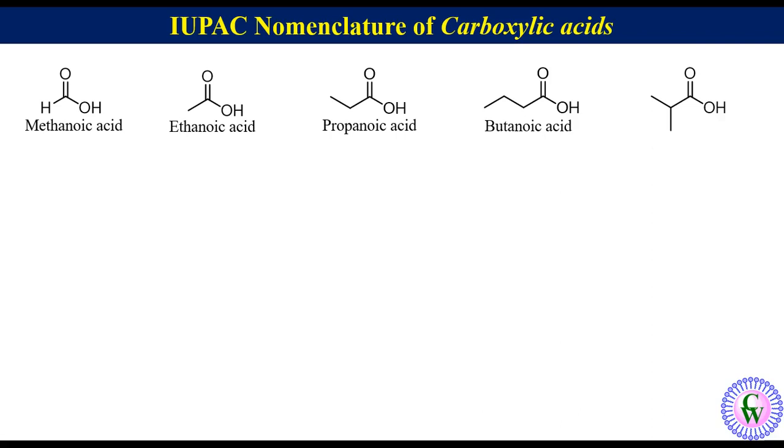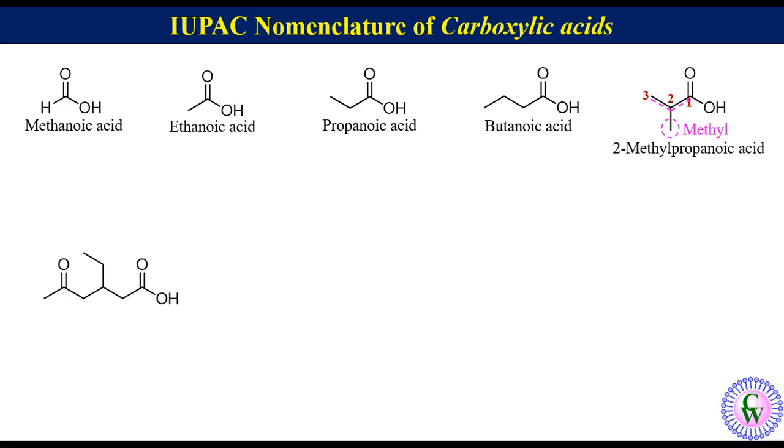In this molecule, this 3 carbon chain is the parent chain. Numbering of parent chain will be 1, 2, and 3. There is a methyl group at position 2. Thus, the IUPAC name will be 2-methyl propanoic acid.